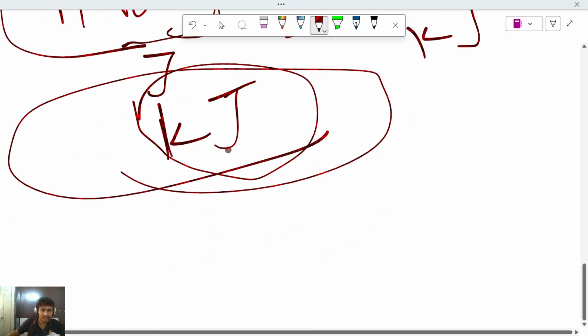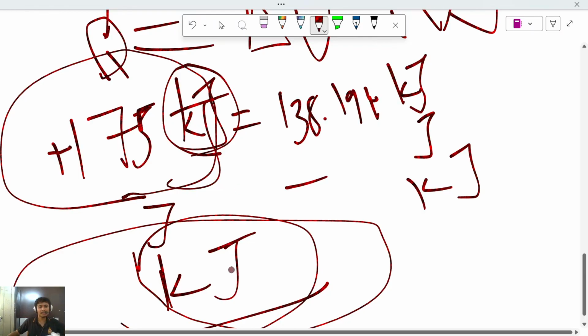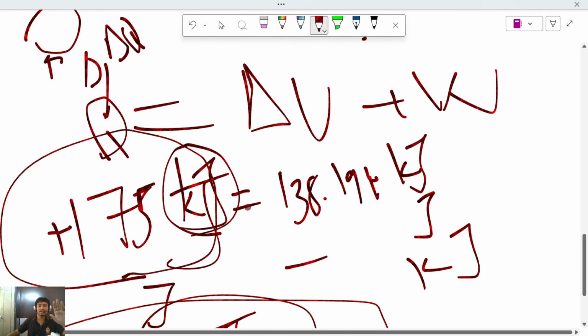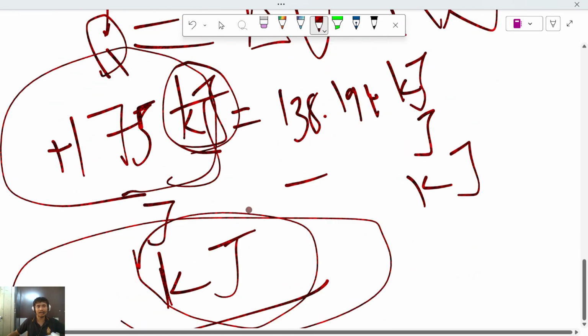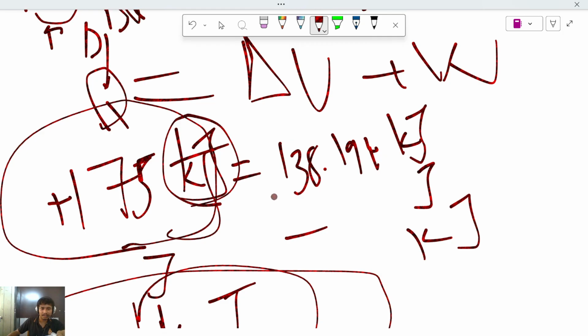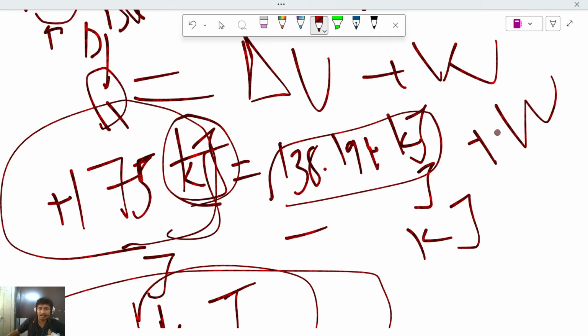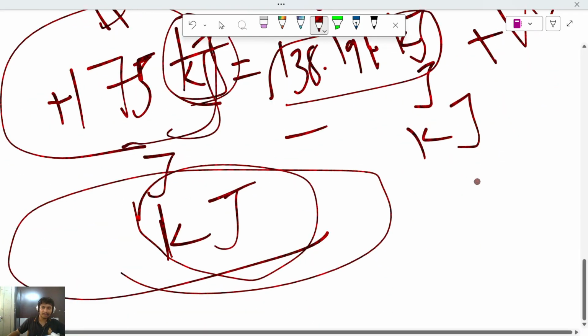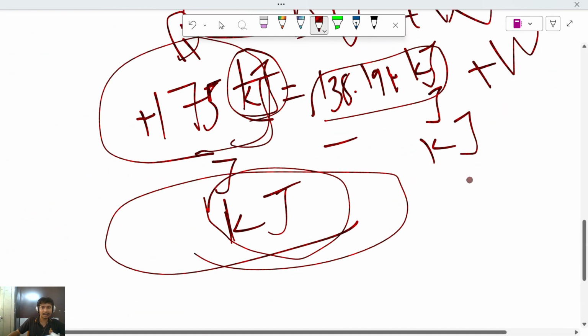Therefore, this is the best method. Substitute the values in kilojoule for everything. Therefore, Q is equal to delta U plus W. Q is plus 175 kilojoule, delta U is 138 plus W. This W is the work transfer, or work done, that we have to find.